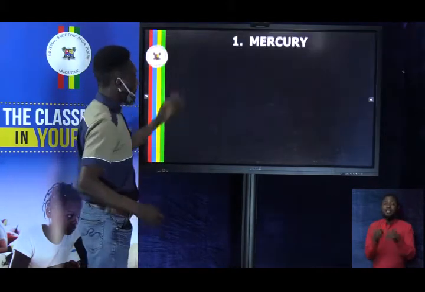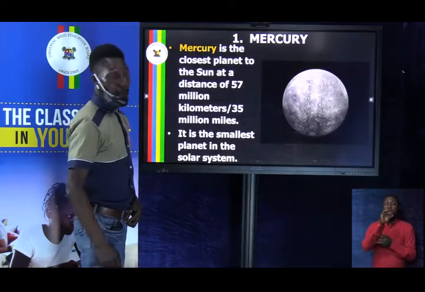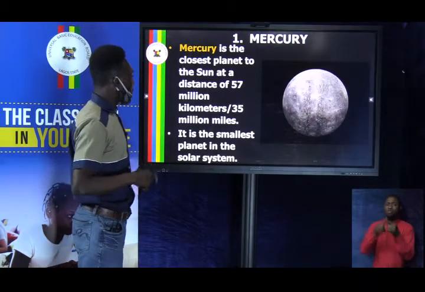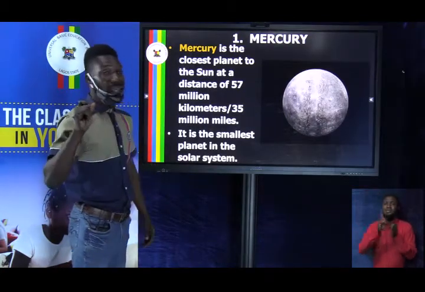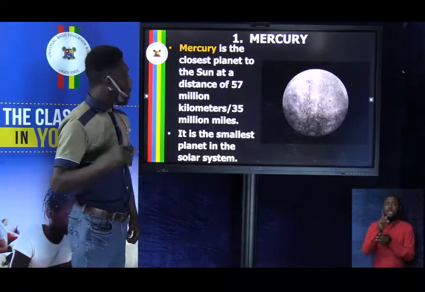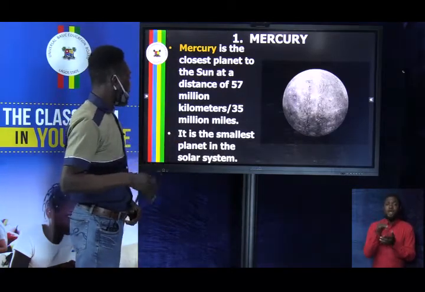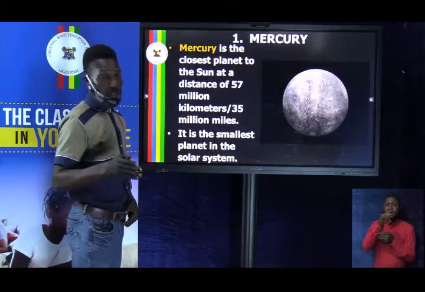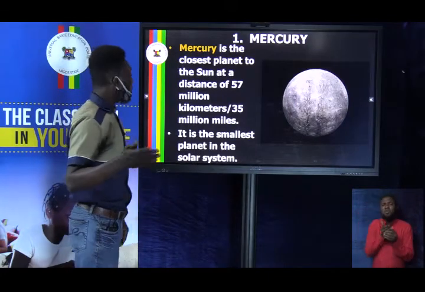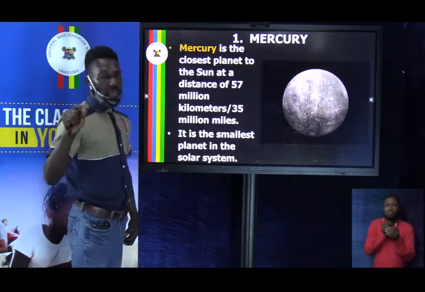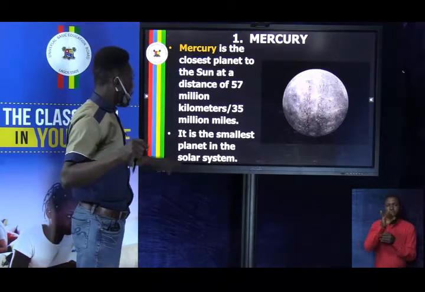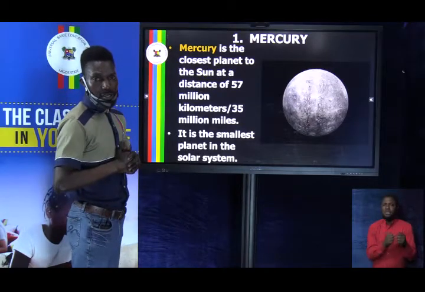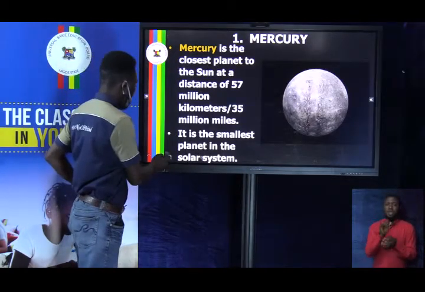So there are 8 big planets in the solar system. The first one is Mercury. Mercury is the closest planet to the Sun at a distance of 57 million kilometers or 35 million miles. The question can be in this form: what is the closest planet to the Sun? So you should know Mercury is the closest planet to the Sun. It is the smallest planet in the solar system. What is the smallest planet in the solar system? It's still Mercury.